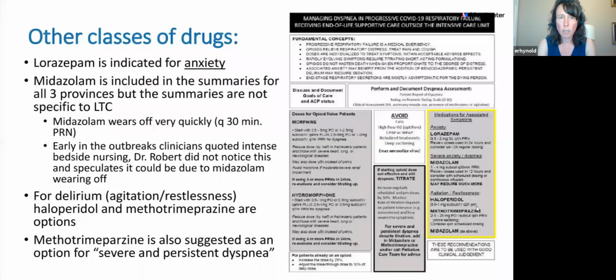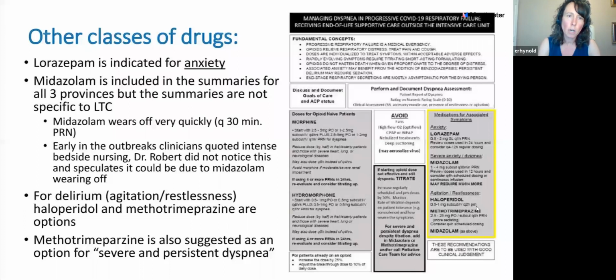Also in the summaries are some other classes of drugs for other symptoms. So lorazepam is indicated for anxiety, not for any other symptoms. There is midazolam included on this one-page summary shared by Shared Health. And midazolam appears on the BC, Manitoba, and Ontario summaries. Remember, this summary is not specific to long-term care, and midazolam wears off very quickly.